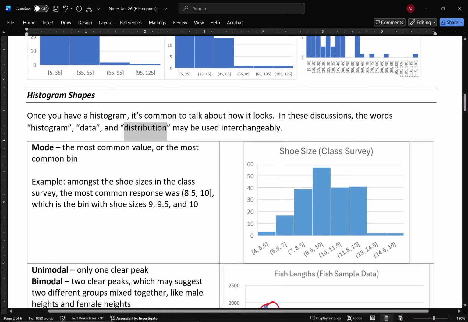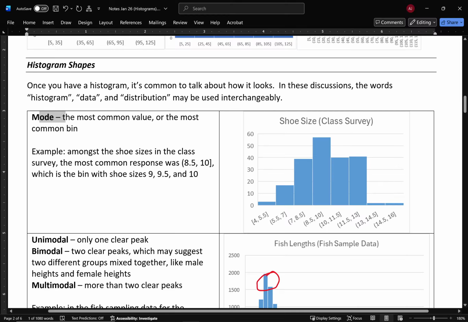All right, so some vocab words. The mode: you might have already learned in some class that the mode is the most common value. It's a little bit more complicated than that, because with quantitative data, it's entirely possible that everybody gives a different answer, right? So there might not be a most common value, but when you've made a histogram, you have intervals and you may have a most common interval.